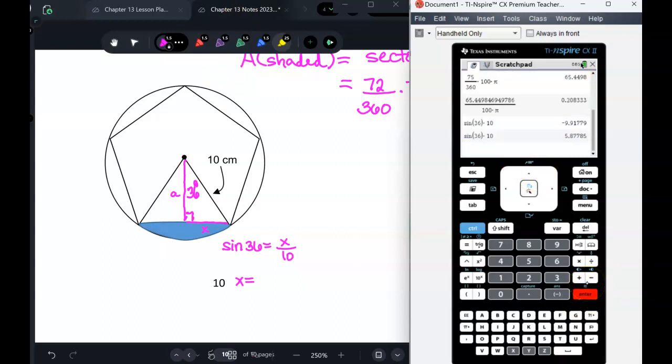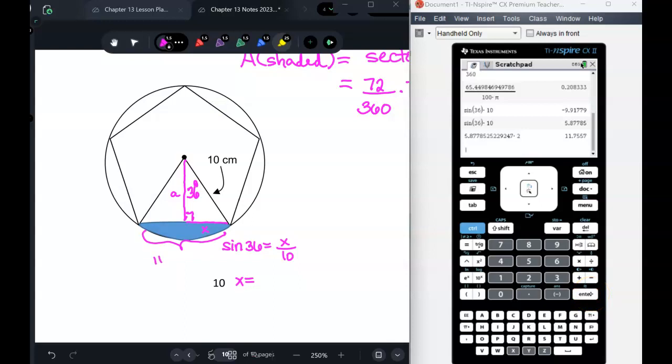How do you copy it like that? You just use the up arrows. That's literally it. Yeah. Great. Okay, so x is about 5.87. So I'm going to double that. Why? So the whole side, oh, so this whole side is 11.7.